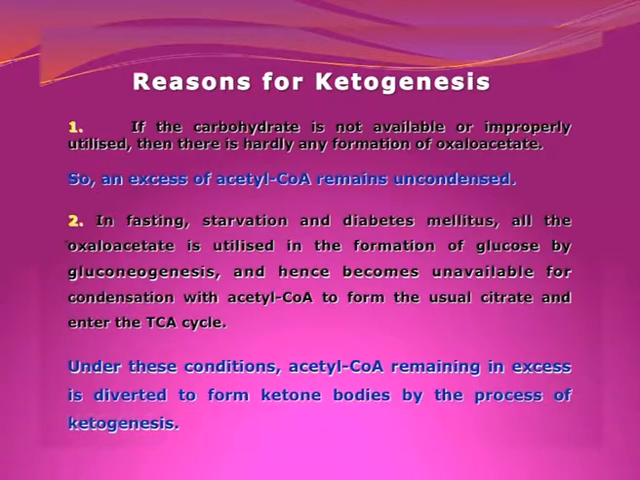The second condition is the fasting, starvation, or untreated diabetes mellitus conditions, in which the oxaloacetate, however minimum it is produced, is diverted to generate glucose by the process of gluconeogenesis. So acetyl-CoA is left alone once more. It has got nobody to condense with, so the acetyl-CoA gets accumulated and gets diverted to the pathway called ketogenesis and forms ketone bodies in the liver and kidney mitochondria.